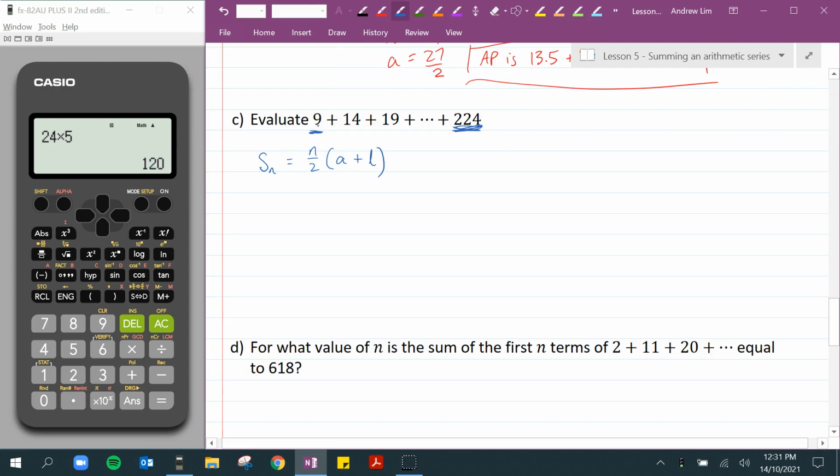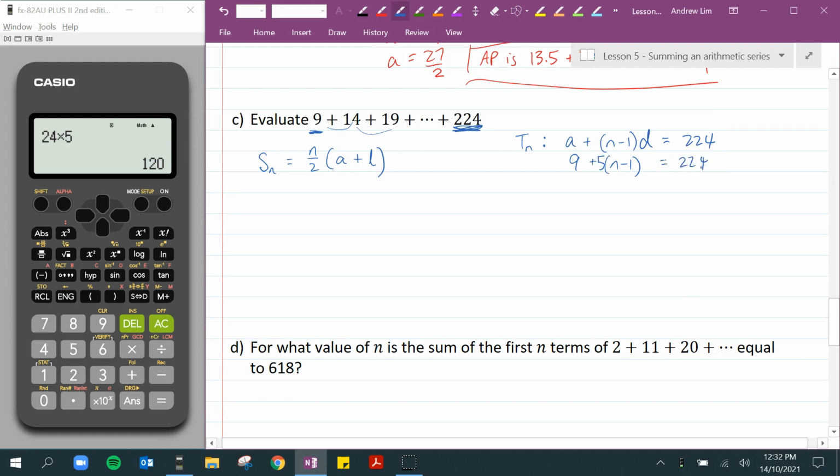So in order for me to do that, I'm going to use the nth term formula. The nth term is equal to a plus (n minus 1)d, right? Because this is an AP, there is a common difference of 5. It keeps on going up by 5 each time. So this is the formula we use for APs. And we know that the nth term, or the last term, is 224. Well, a is 9. We don't know what n is, but the common difference is 5.